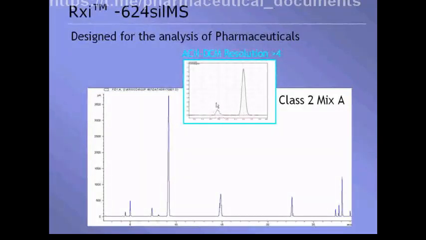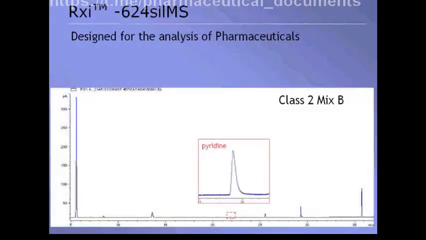So you will pass system suitability much more easily by going to an RXI 624 SIL-MS rather than the RTX 624. And this is the main reason why I recommend this column, because we see greater resolution in this portion right here, which is the system suitability requirement.